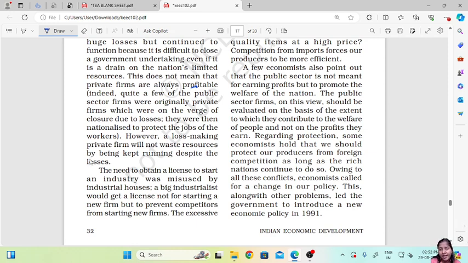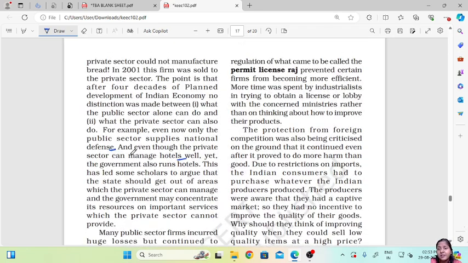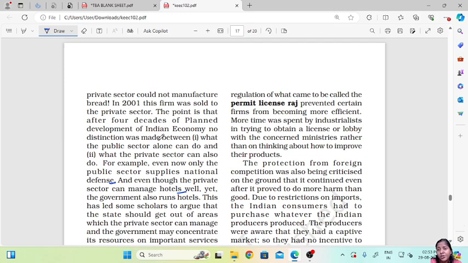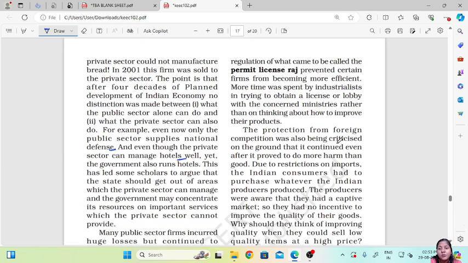The need to obtain a license to start an industry was misused by industrial houses. A big industrialist would get a license not for starting a new firm but to prevent competitors from starting the new firm. So this was the excessive regulation of the license permit system, which prevented certain firms from becoming more efficient. More time was spent by industrialists in trying to obtain a license or lobby with the concerned ministries rather than on thinking about how to improve their products.